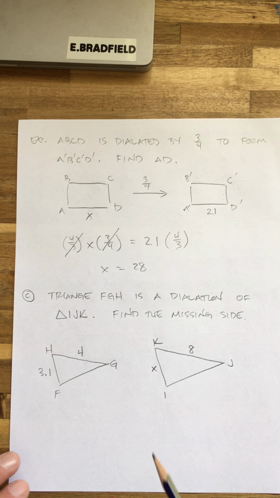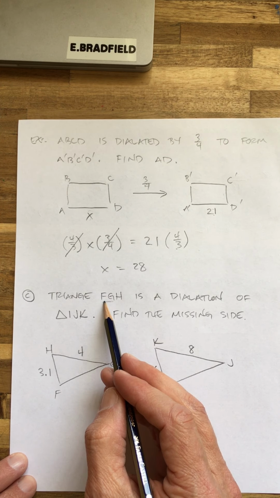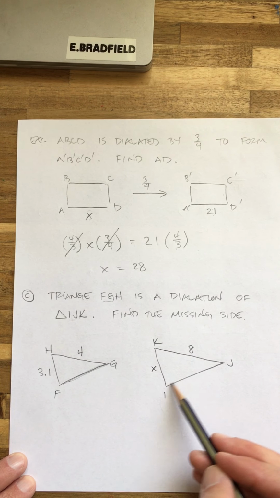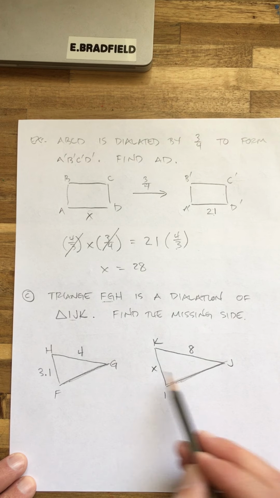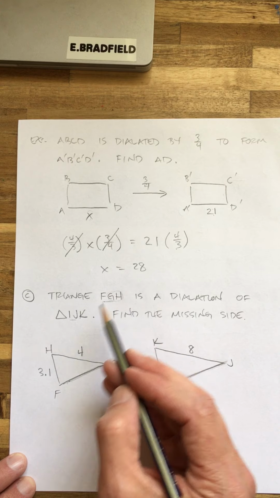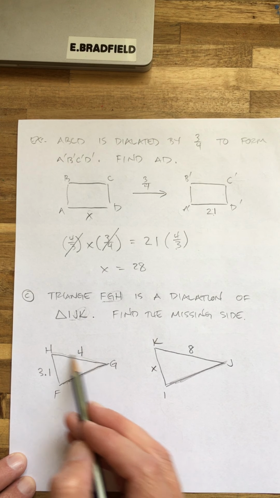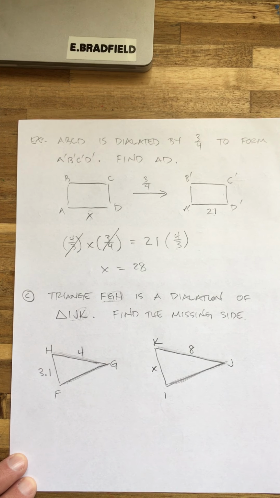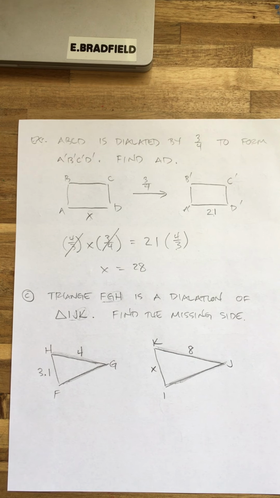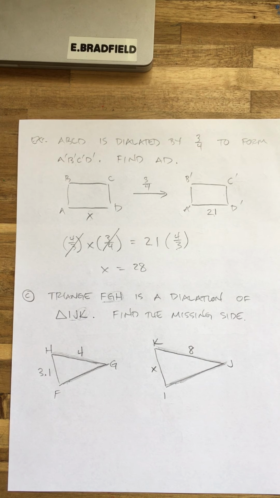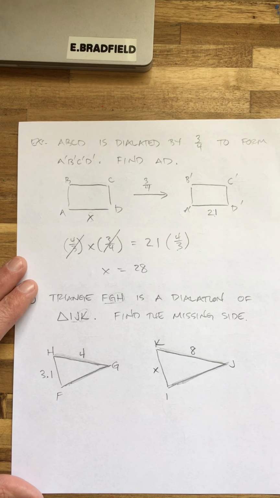Now one thing you want to do is match up. It says FG is a dilation of IJ, so FG matches up with IJ. One thing you always want to do is double check which sides match up with which sides. GH matches up with JK. So GH, the 4, matches up with JK, the 8. So I know the 4 and the 8 go together, and that means the 3.1 and the X go together. Most of the time you can see that they match up, but not always.